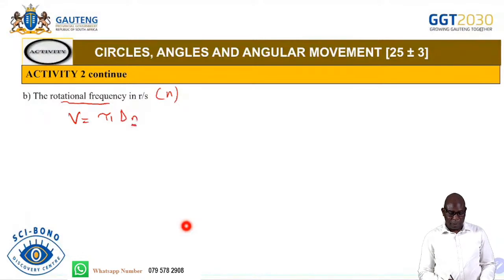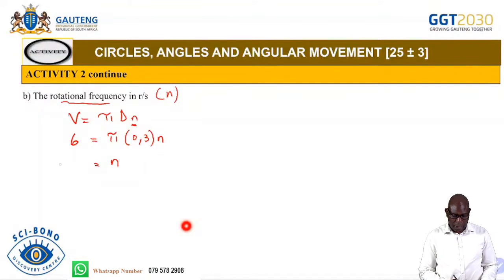Because then what am I looking for? I'm looking for n there. Or I can use that formula, omega equals 2 pi n. Now in this case, I know what the velocity is, pi. My diameter is 0.3. I do not have an n. So if I calculate n, if I divide 6 by pi times 0.3, I'll get 6.37.